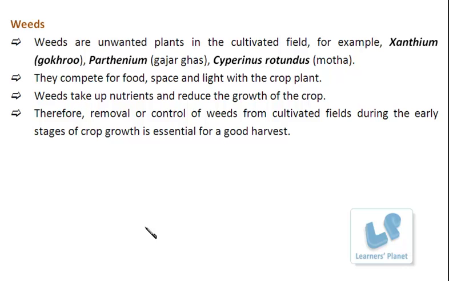So weeds, as I already said, are defined as the unwanted plants which are growing on the cultivated field. Examples include xanthium, that is known as gokru, or parthenium, that is gajar ghas, and cyperus rotundus, that is motha. And there are of course many different types of weeds, and all these weeds growing in the cultivated land are actually affecting the growth of the crops. You know how? It is by competition. Competition for what? By competing for food, space and light.